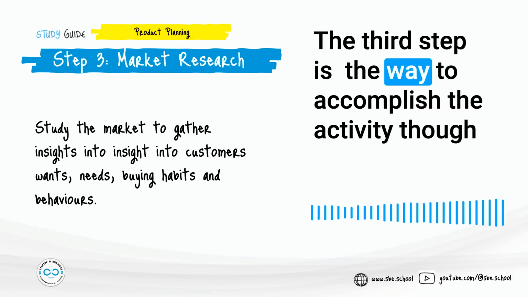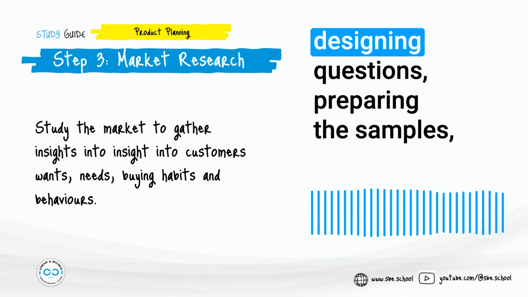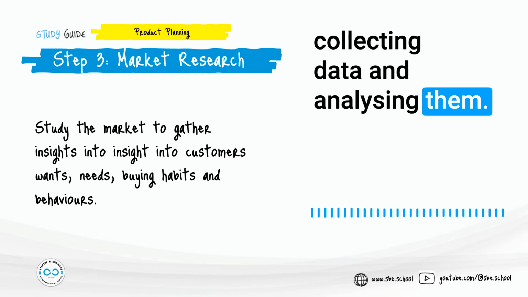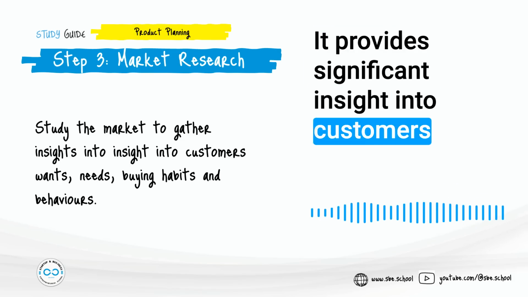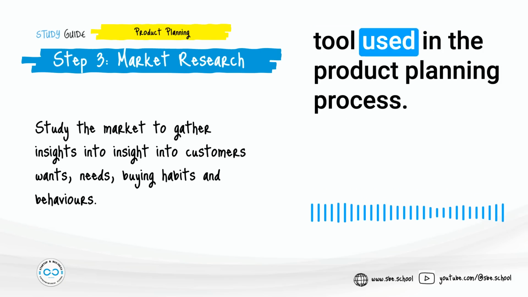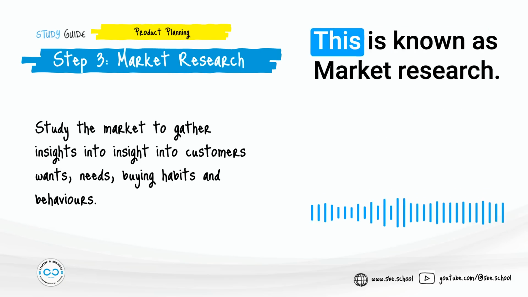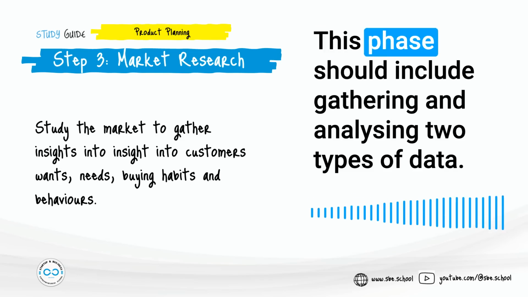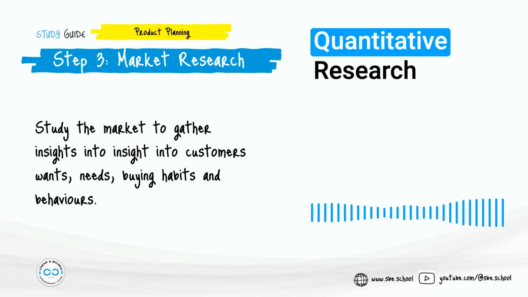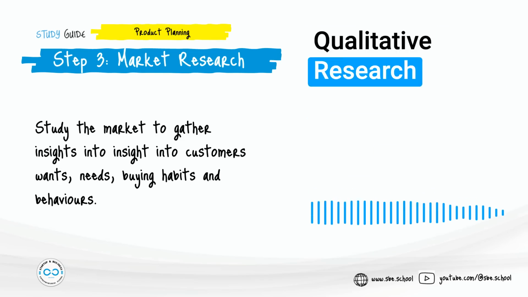The third step is the way to accomplish the activity, through designing questions, preparing the samples, collecting data, and analyzing them. It provides significant insight into customers' wants, needs, buying habits, and behaviors, and is a key tool used in the product planning process. This is known as market research. This phase should include gathering and analyzing two types of data. 1. Quantitative research. 2. Qualitative research.